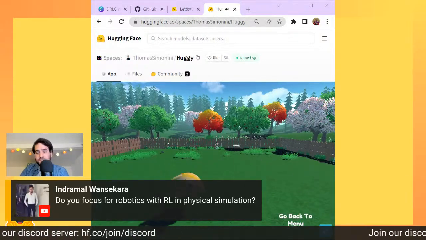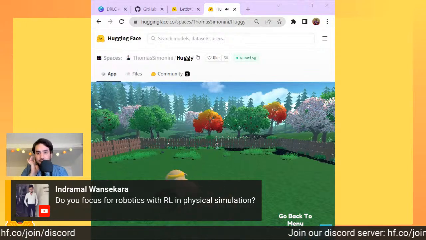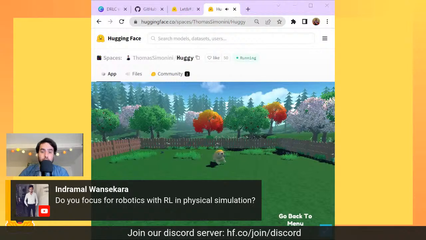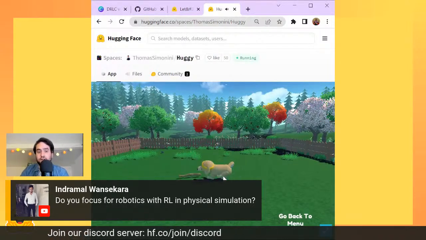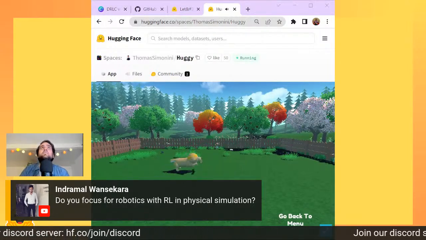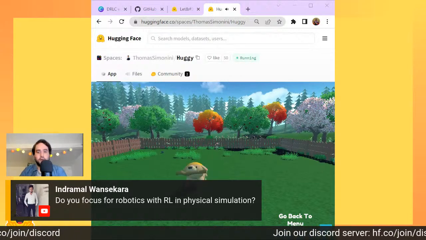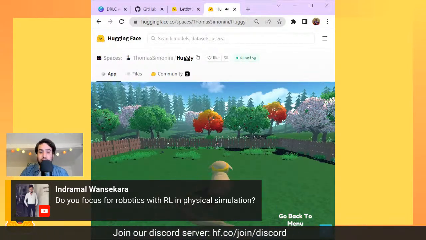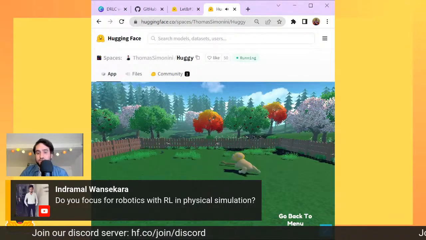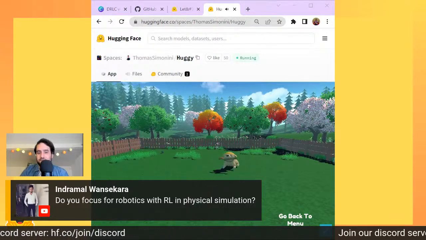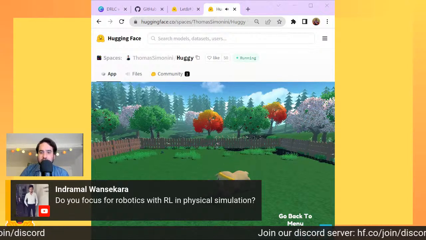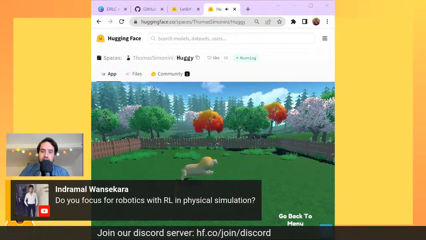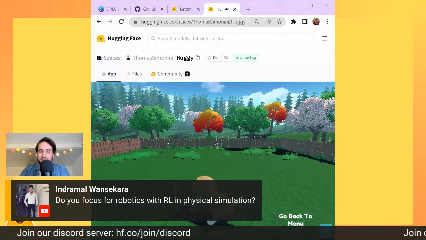Do we focus on robotics with reinforcement learning in physical simulation? We're going to use PyBullet, which is a virtual robotics environment where you have multiple environments. But this course will not use real robots. If you use real robots, don't hesitate to share what you've done, because I'm interested in this topic. To be honest, I've just started to learn a little bit about real robotics, so I'm a beginner, but it's an interesting topic.